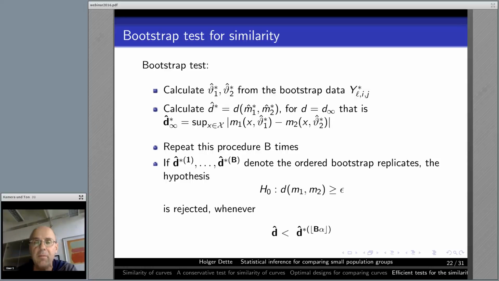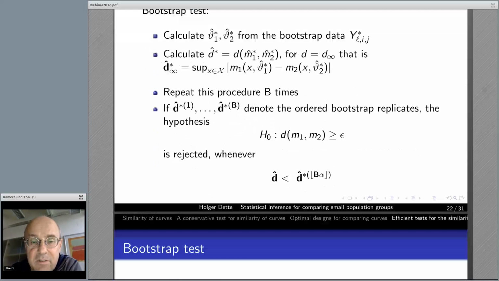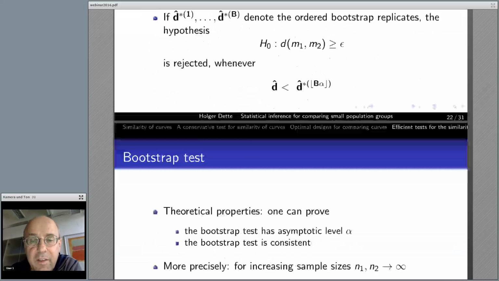So if this is too complicated, then you just have to remember, as a takeaway message, that we have a procedure to get the quantile of the test by bootstrap. And the bootstrap is not a standard bootstrap. So this makes it also interesting for me as a mathematician. It's not a standard bootstrap. It has not been used before, I think.